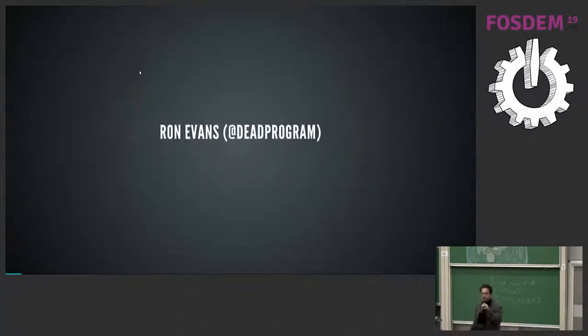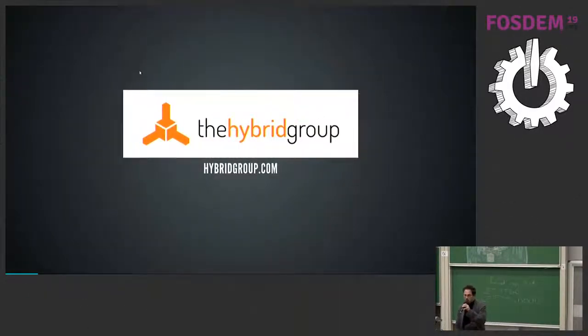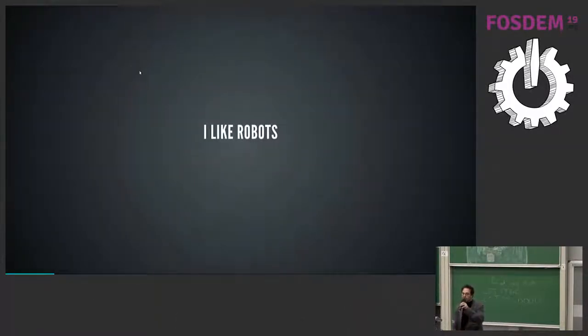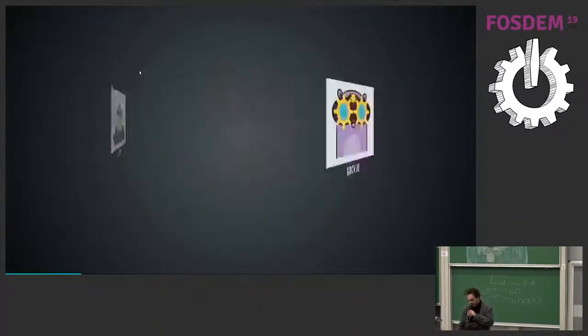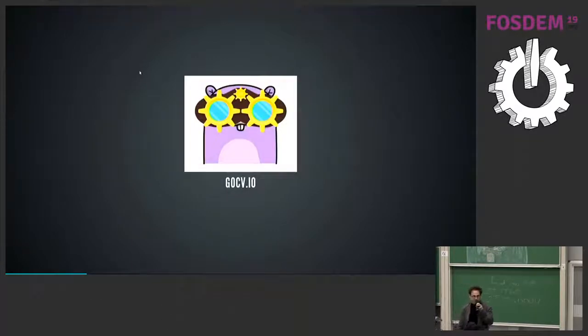All right, so I am deadprogram, Ron Evans in the real world, deadprogram on all the internets. I run a small consultancy called the Hybrid Group. We do software for hardware companies, and I really like robots. But you probably know that. You may have seen me talk about GoBot, which is Go programming for middleware for robotics, or GoCV, which is computer vision in Go using OpenCV.